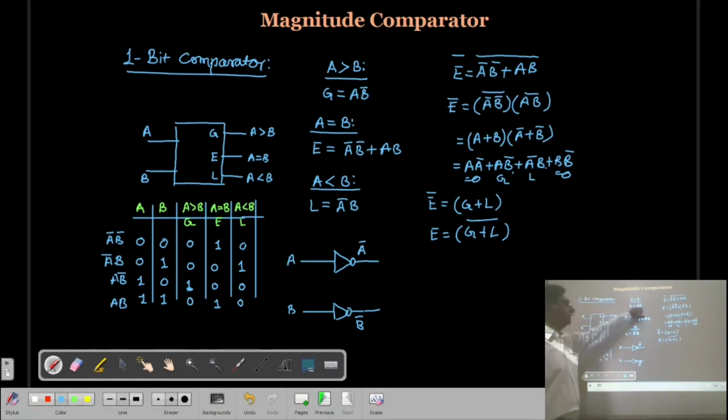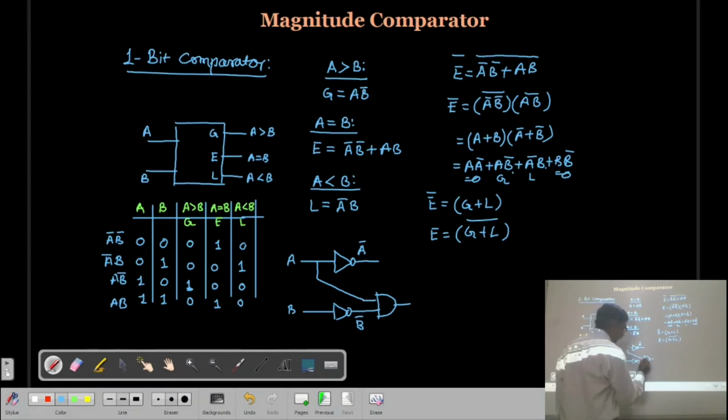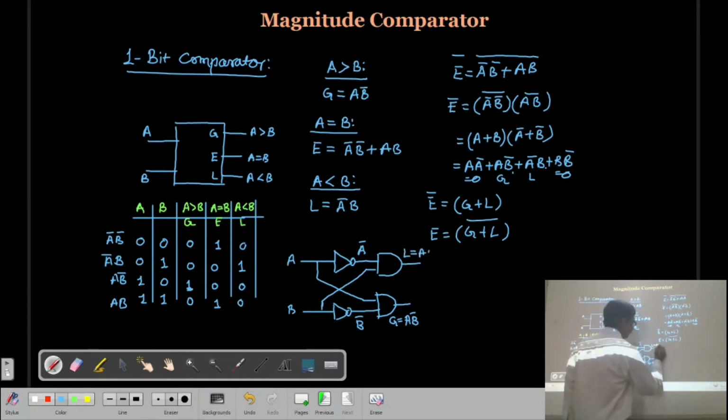Now G is equal to A B bar. So we have B bar here and I will use this AND gate where I will give these inputs. So this is my G is equal to A B bar. Now for L, it is A bar B. So A bar is here. Again we use this AND gate, and this will give you L is equal to A bar B.